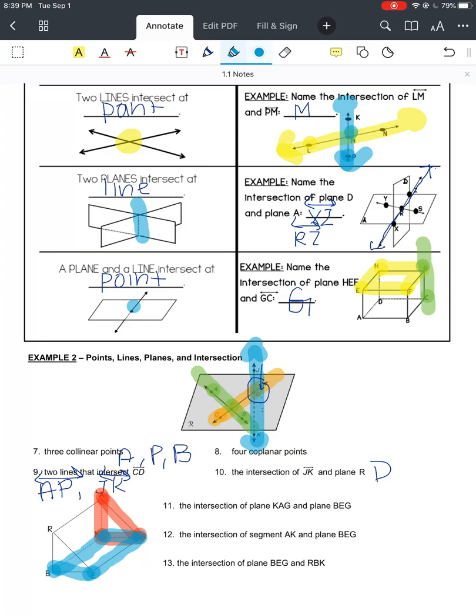You should be able to see from the highlighting where these 2 planes intersect. Again, look above. 2 planes are always going to intersect at a line. Well, this line, it's gotten kind of hard to see, but K and G are the 2 points that make up this line. So KG would be the intersection where these 2 planes meet.